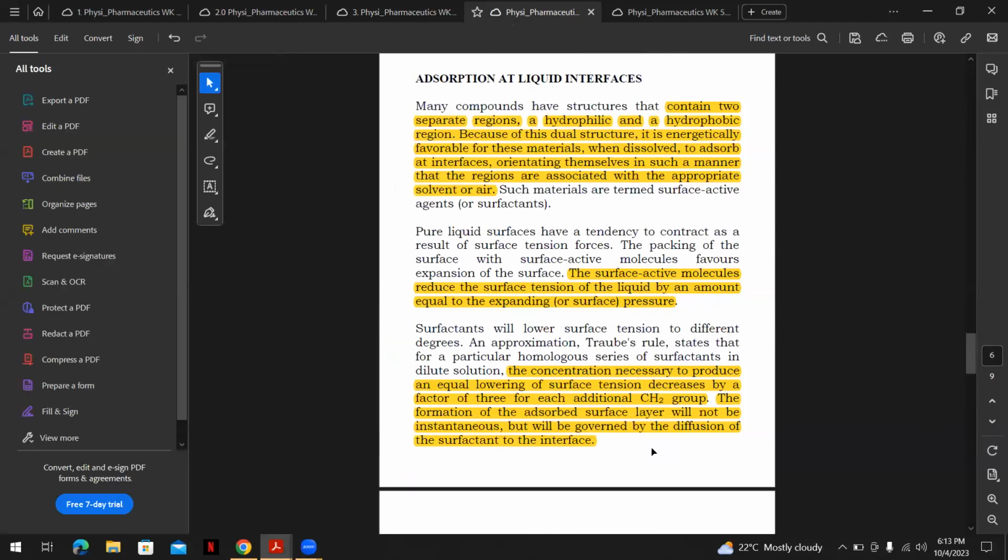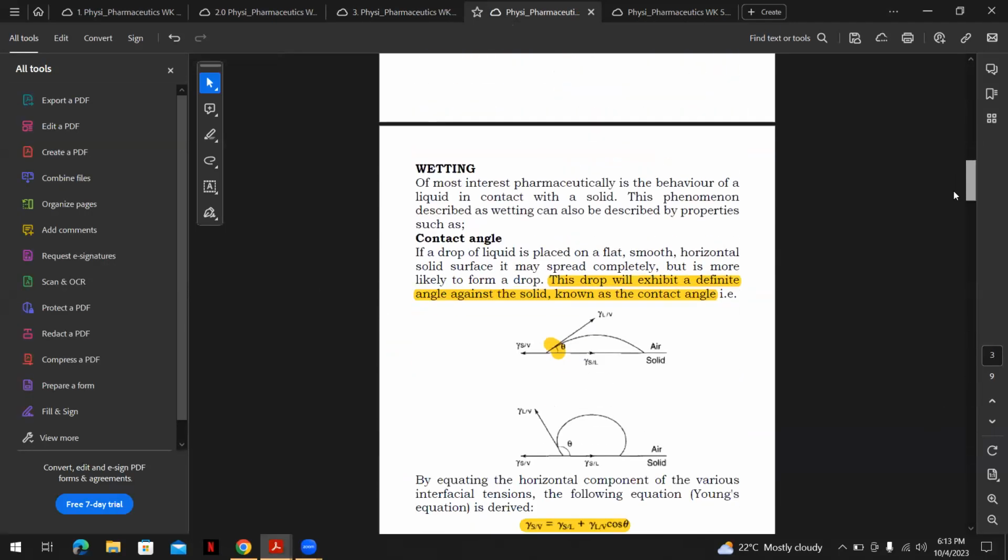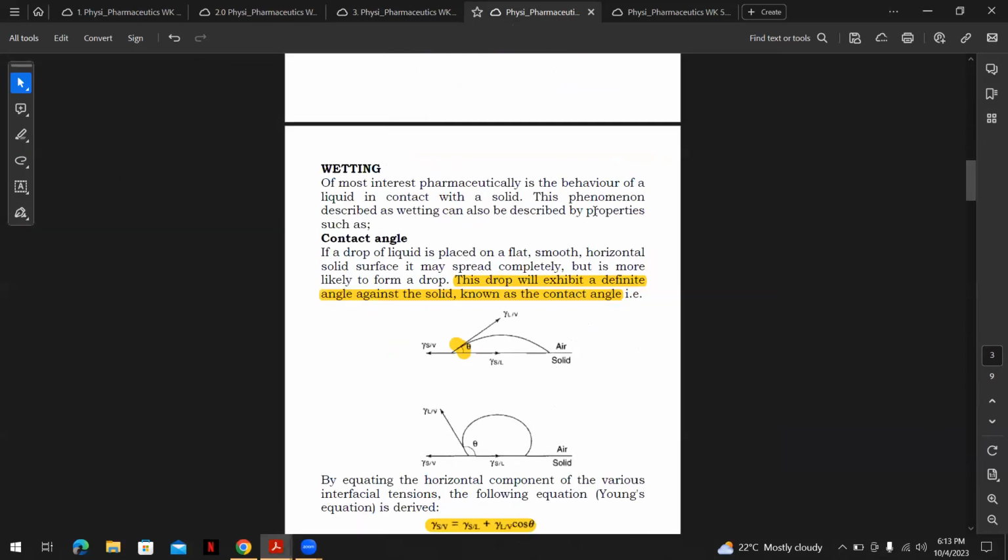Then we talked about wetting. Wetting basically uses surface active agents which decrease surface tension. Even soap is a wetting agent. It decreases the surface tension of water. And how do they do that? How do they reduce the surface tension of water to allow wetting? They reduce the contact angle.